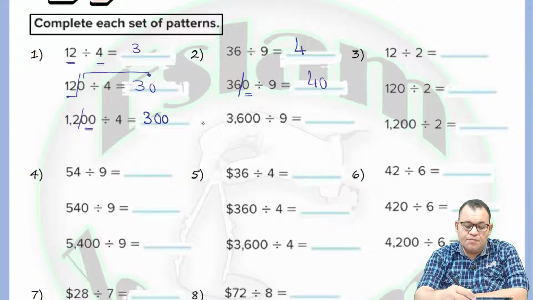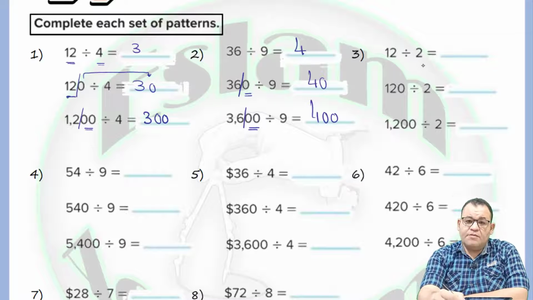3600 divided by 9. We know that 36 divided by 9 equals 4. And still we have 2 zeros, so I will put them in the answer, so the answer will be equal to 400.